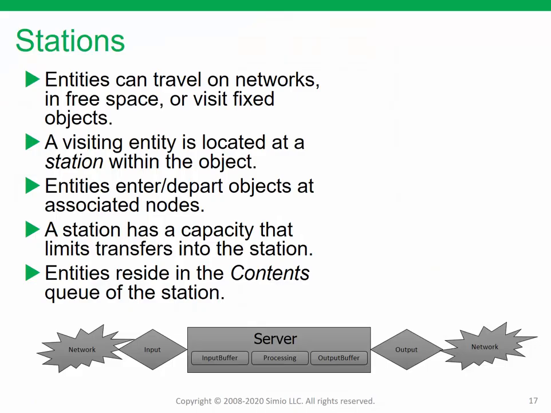And so as entities move through the model, they come off the network or out of free space into the input node, then are transferred into the input buffer if there's capacity, transferred to the processing station once there's capacity, transferred to the output buffer once there's capacity, and then through the output node back onto the network or back into free space.